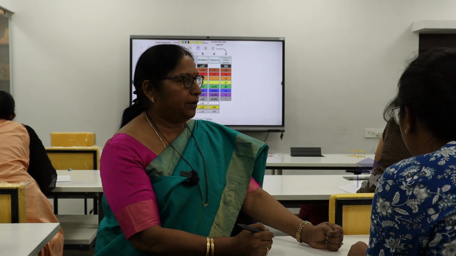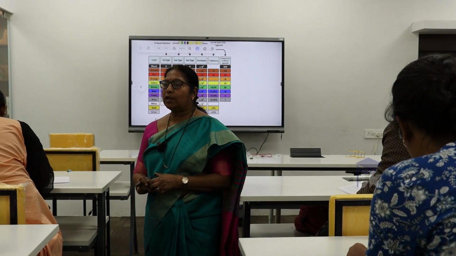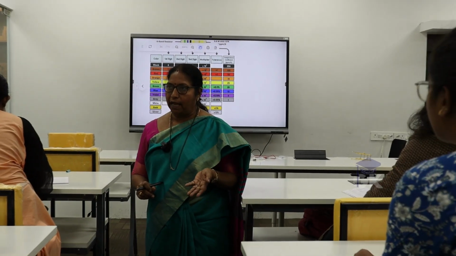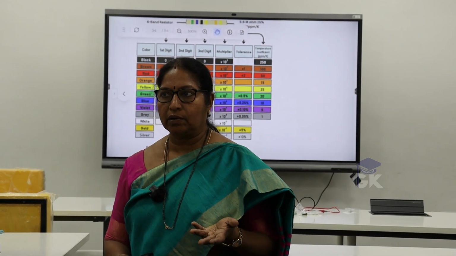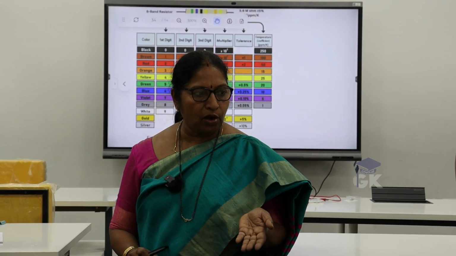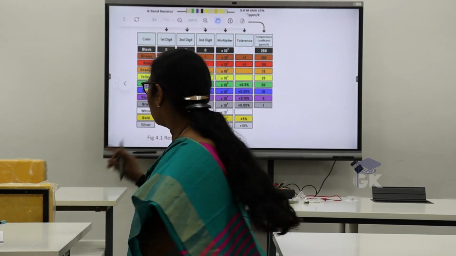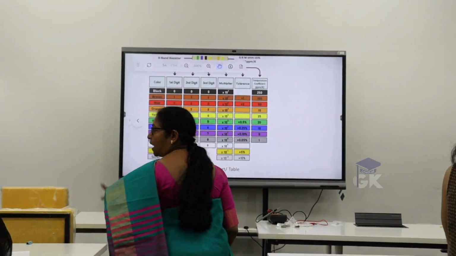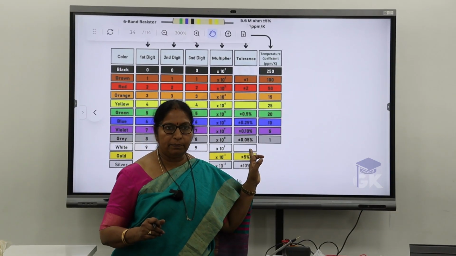So 100, and green is 10 to the power of 5. Okay. 100 into 10 to the power of 5. Make it mega: 100 into 10 to the power of 5 is 10 mega ohms. So that is the value of your resistor. What is the tolerance? Brown color. Brown tolerance value is plus or minus 1%.